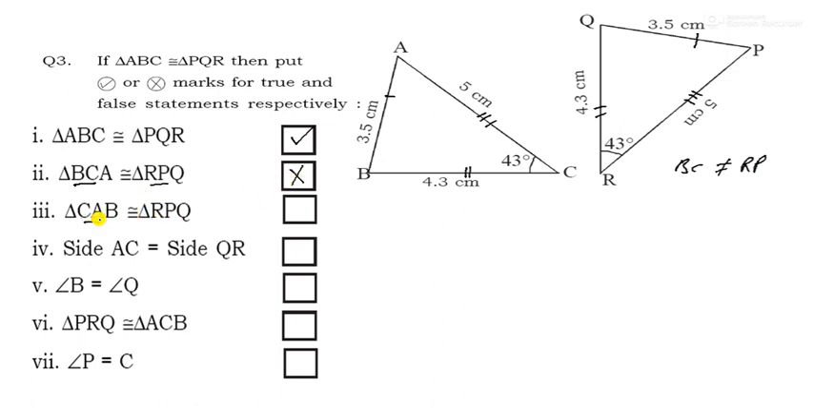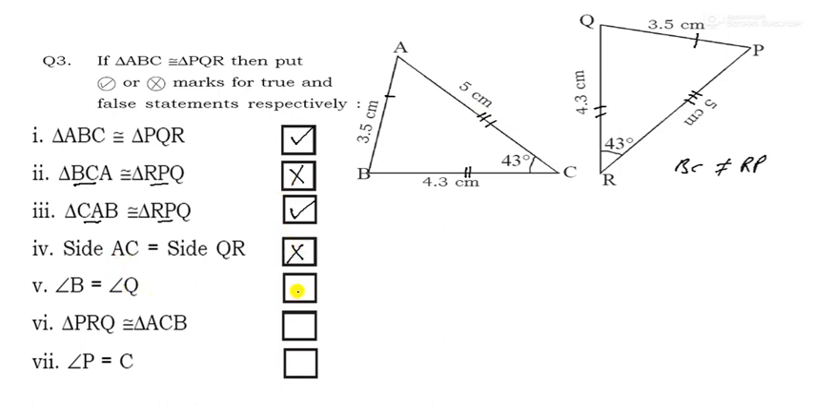Now come to the CA. CA and RP. You can check CA. Where is CA? CA is 5 centimeters, and RP is also 5 centimeters. Now check the second one. AB is 3.5. Here is PQ. PQ is 3.5. Yes, it is congruent. Now come to the side AC, which is equal to side QR. You can check AC, this one, 3 lines here, and QR. Where is QR? It is 4.3, not equal. So you can cross here.